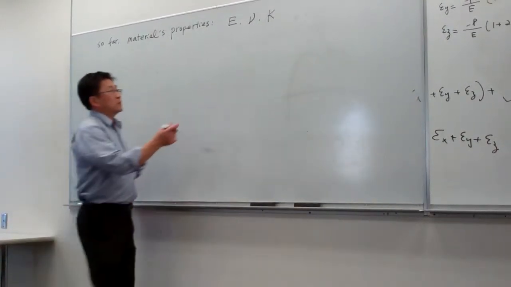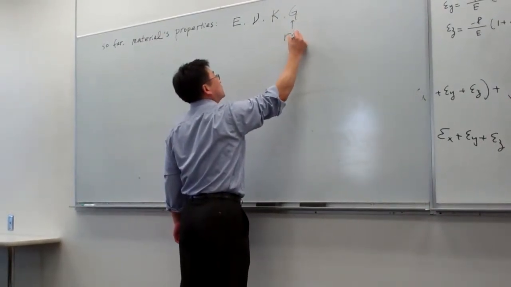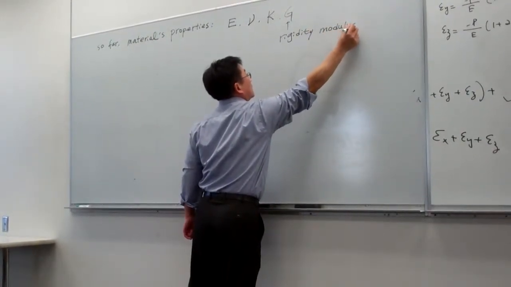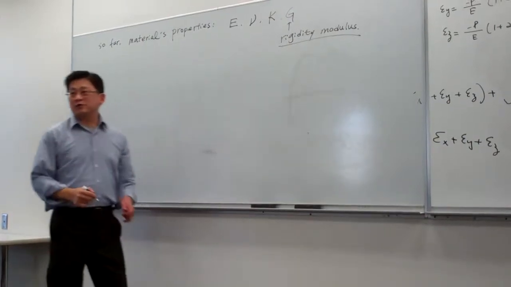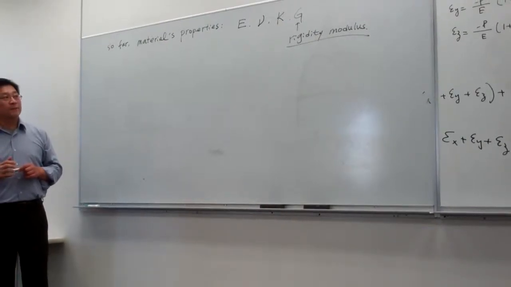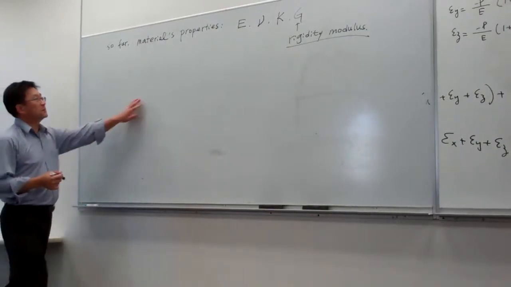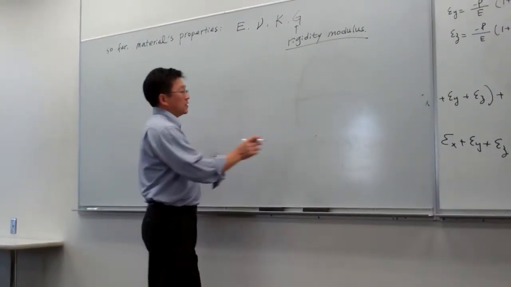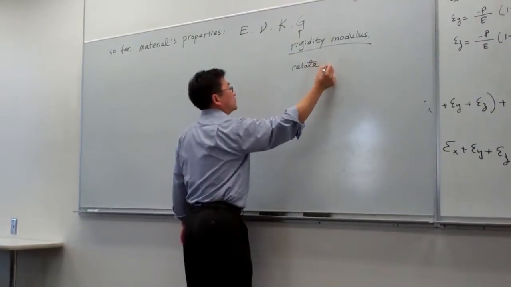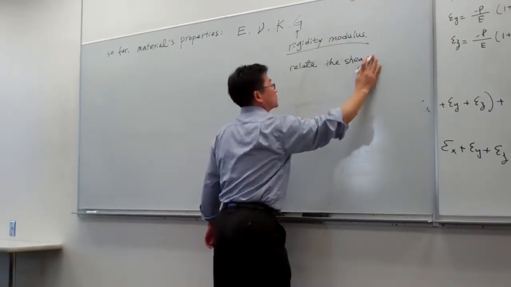The final one I want to give to you is this one, G. G is called the rigidity modulus. This is the last one I want to introduce to you in this chapter. Actually, that is the last one in our class in ES 331. And what is G? This one basically relates to the shear stress, shearing stress.